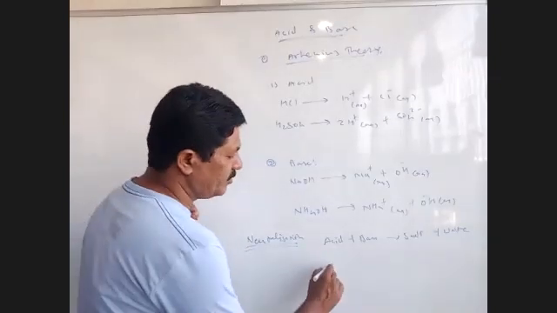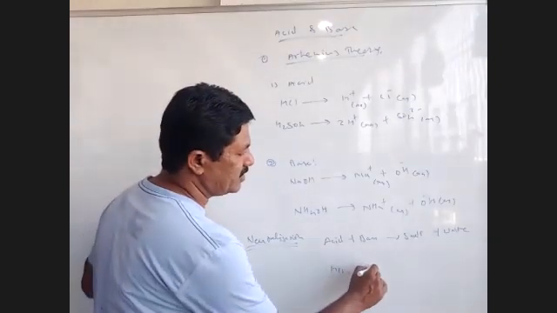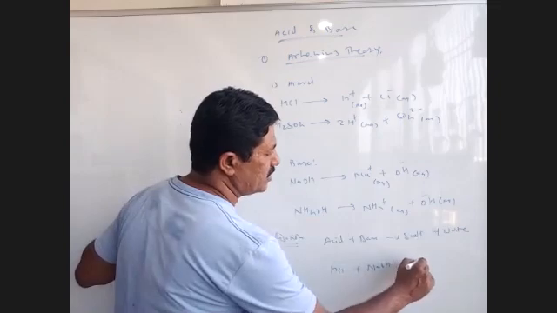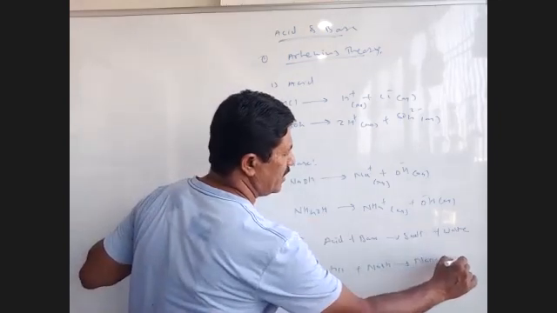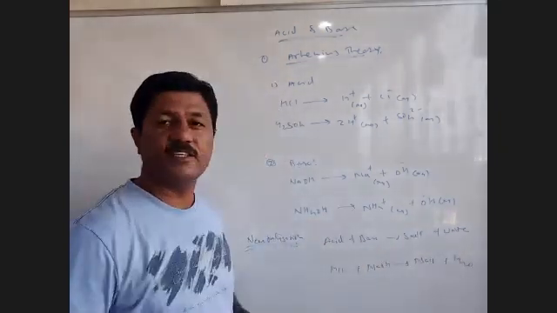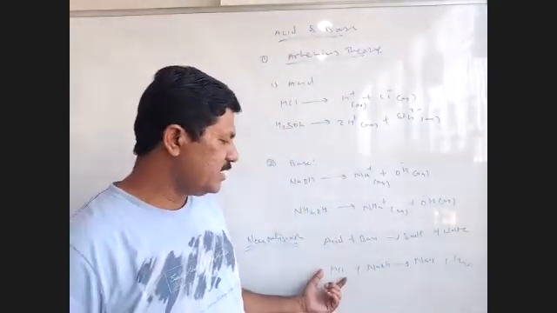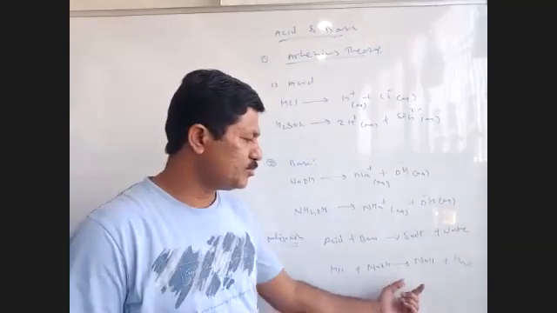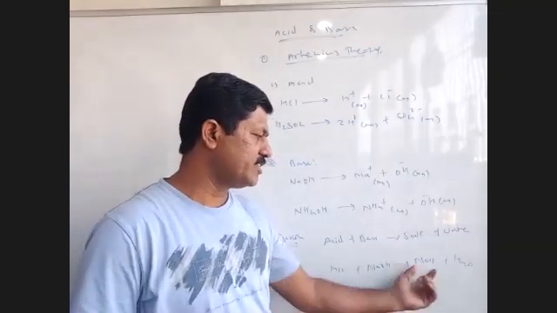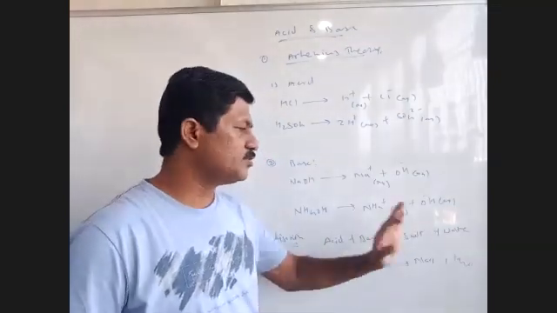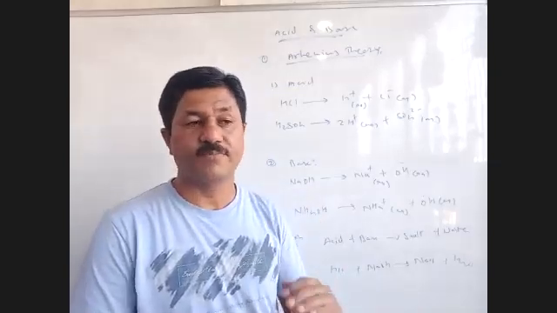So there is an example: acid, you can say HCl, plus base, which is NaOH, produces NaCl salt and H2O, which is water. This reaction is called a neutralization reaction. So HCl, an acid, reacts with NaOH, which is the base, to produce NaCl and H2O. NaCl is a salt, and this is water. So acid plus base produces salt and water. This is called a neutralization reaction.